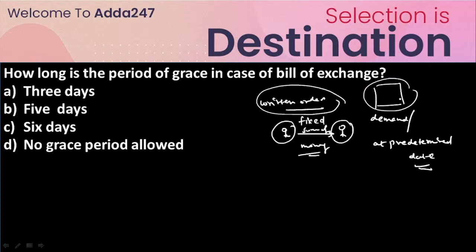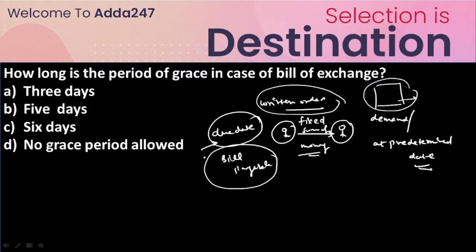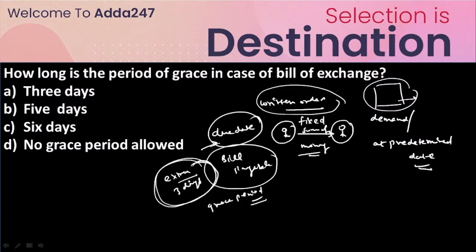So that is basically a written order, and in the bill of exchange there is a term known as the due date. The due date is basically the date on which the bill is payable. And on this due date, an extra 3 days are also given, which is known as the grace period. So on this due date, the extra 3 days are given in the bill of exchange for arranging the money. So this is known as a grace period.